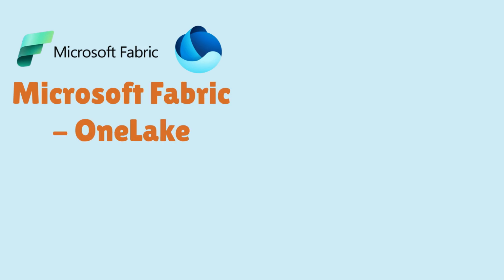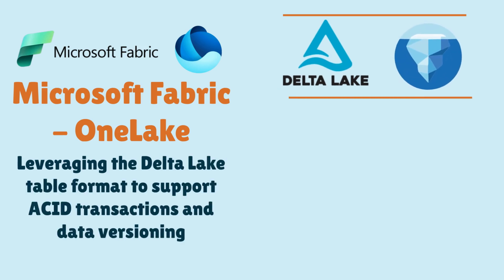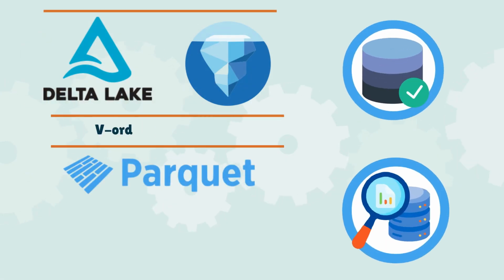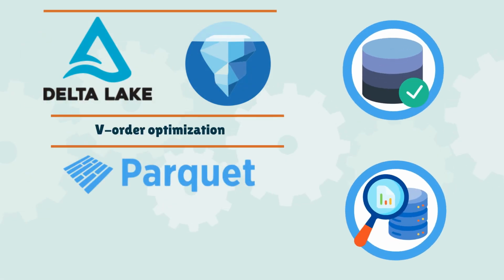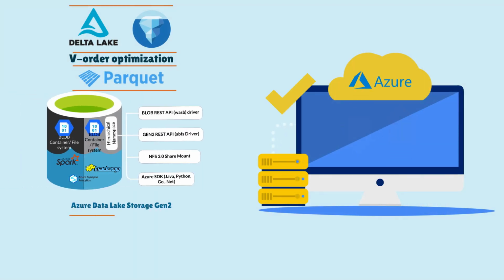OneLake is the unified data lake from Microsoft Fabric, leveraging the Delta Lake table format to support ACID transactions and data versioning. It uses the Parquet file format for storage, optimized at write time using vOrder to improve query performance. The data is stored in Azure Data Lake Storage Gen 2, which is built on top of scalable object storage.